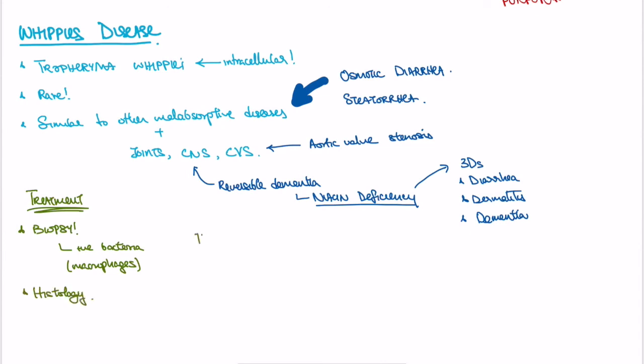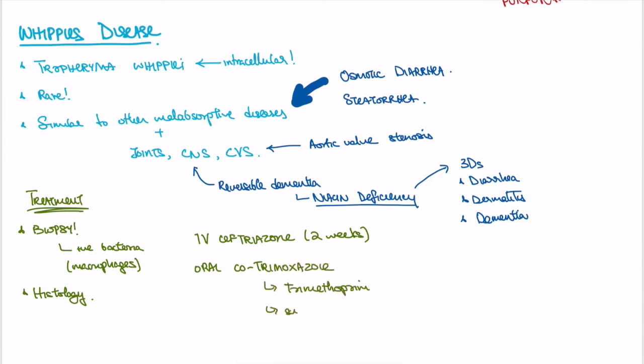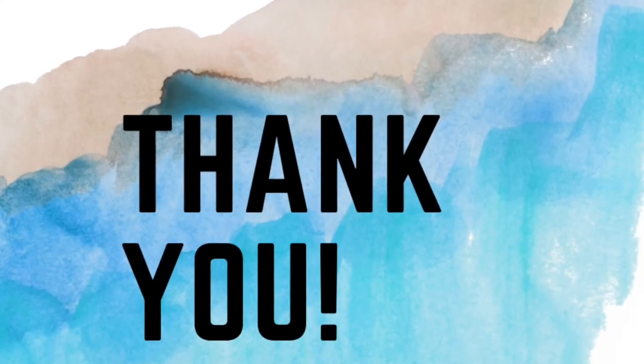So the standard treatment for this disease is to start off with IV ceftriaxone for 2 weeks minimum and follow up with oral co-trimoxazole, which is a combination of trimethoprim and sulfamethoxazole for 1 year. And that's the end of discussion for malabsorption syndromes.